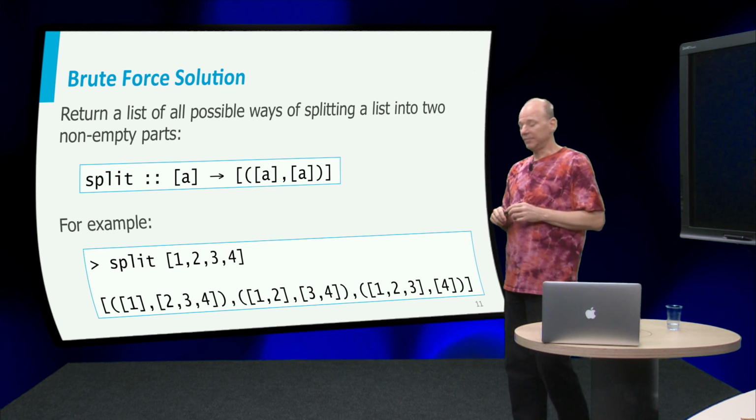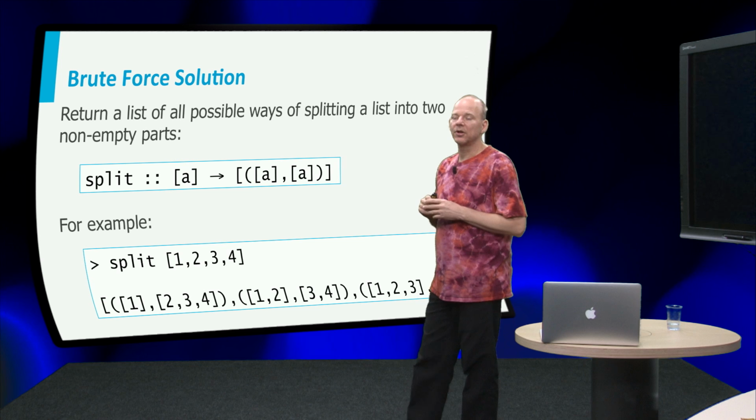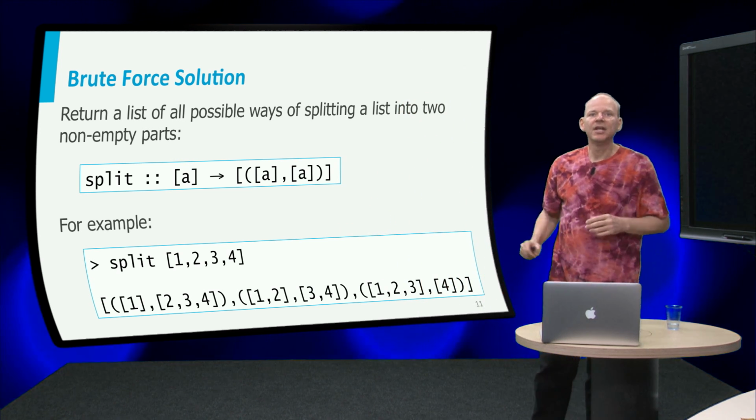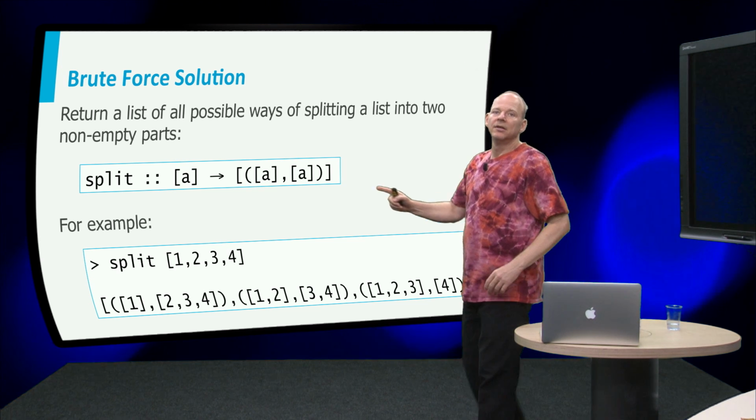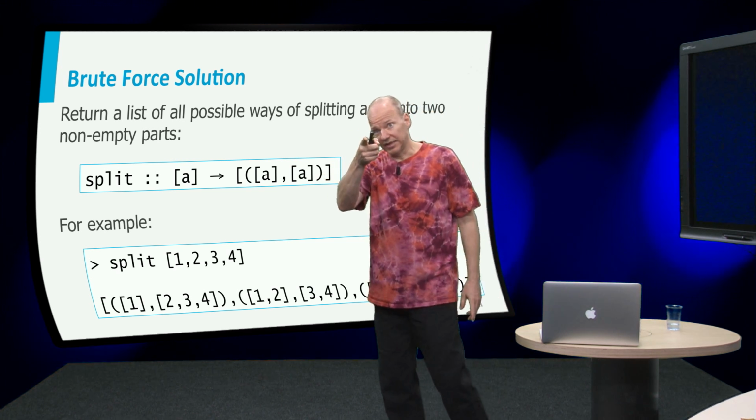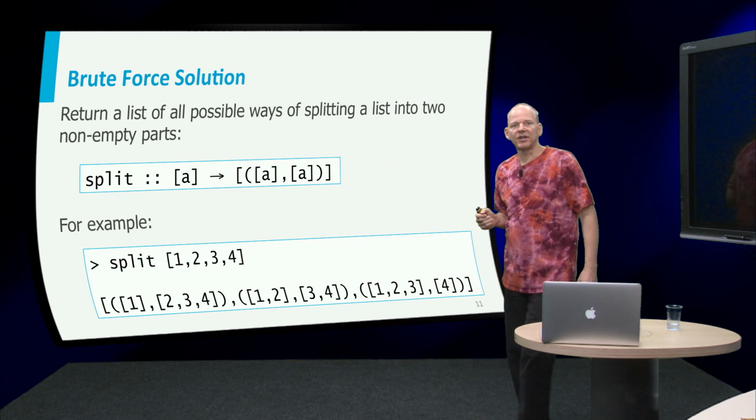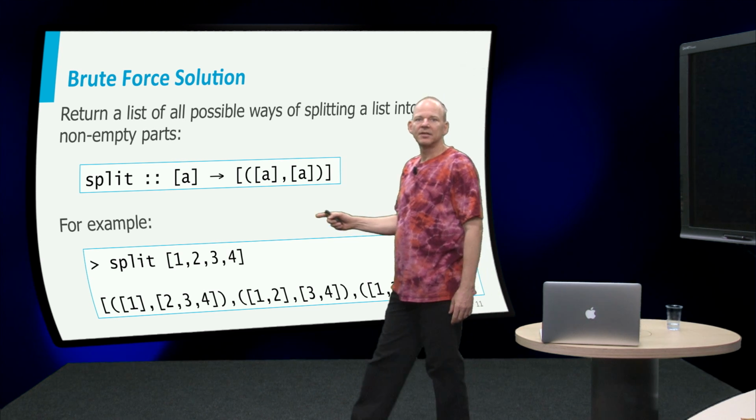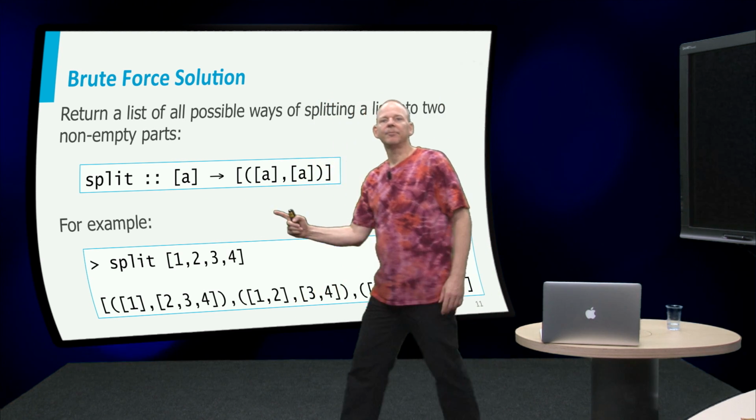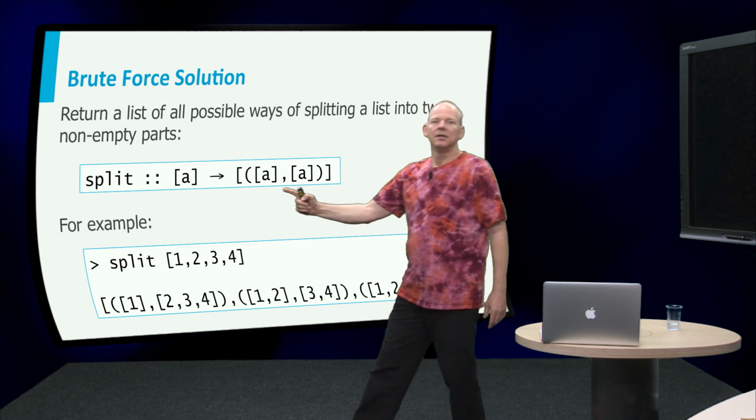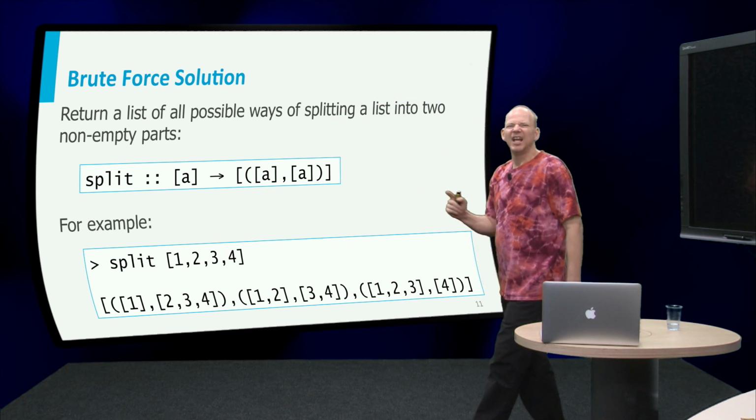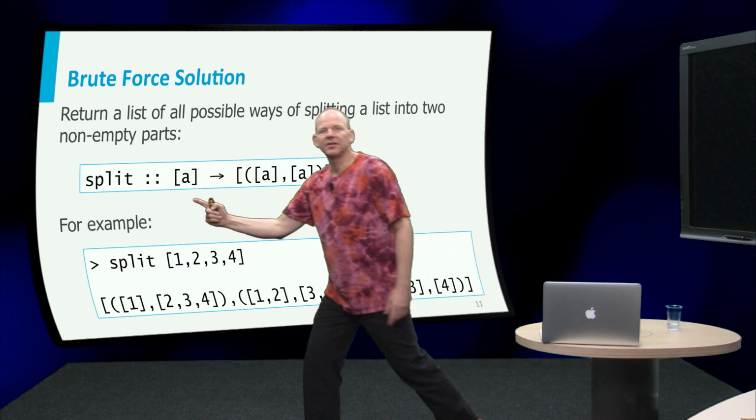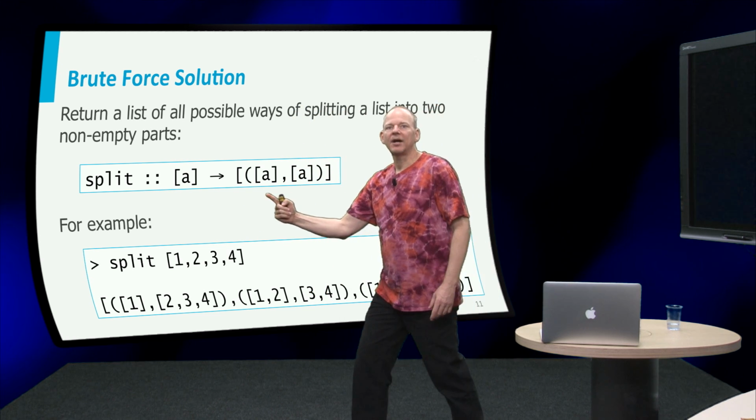So now let's look at a brute force solution that searches for all possible solutions. To do that, we will use another function that you will have to define in the exercises. This is the function split. Split takes a list and returns a list of pairs of lists. It will give you all the possible ways that you can split that list into a pair of lists.